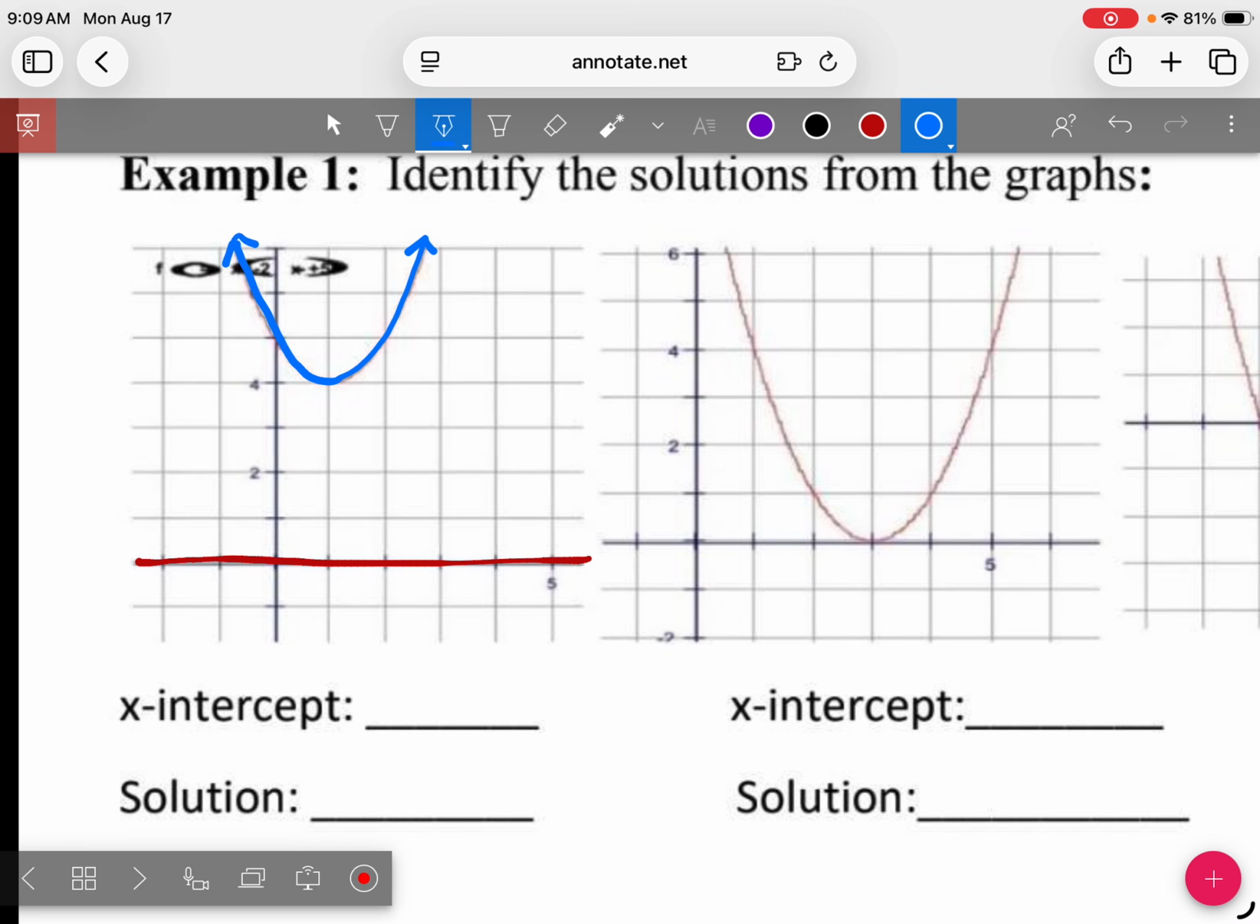That is possible. You can have a quadratic that has no solution. So for your x-intercept, you would say there's none. Your solution, you don't have any. You can say NA, not applicable. We don't have that. That is possible.